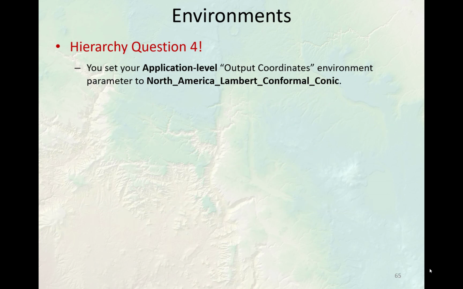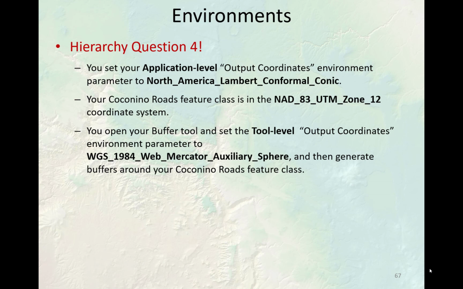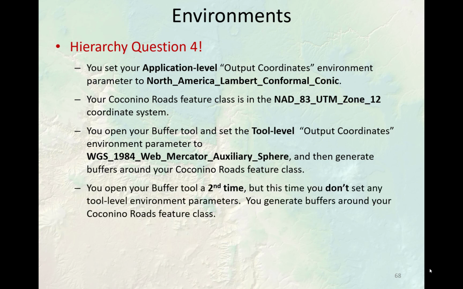Next question, closely related. We've set our application again to North American Lambert. The roads are still in UTM zone 12. We open the buffer tool and we set the tool level coordinates to the Web Mercator. We run the tool. But we open the buffer tool a second time, and this time we don't set any tool level environmental parameters. We generate our buffers. What coordinate system will the second road buffer feature class be in?